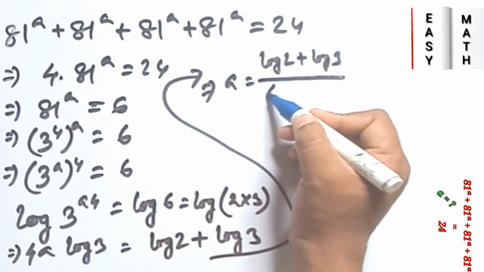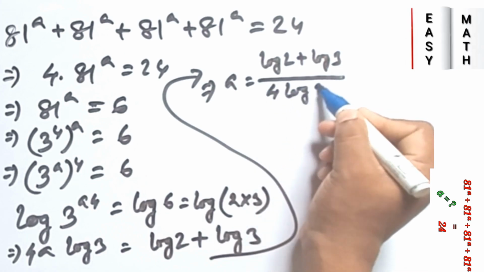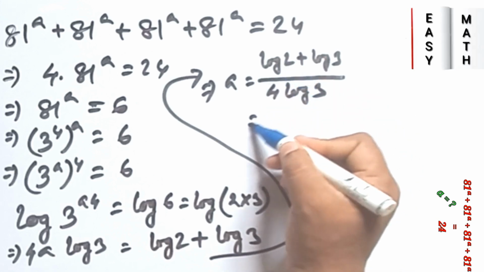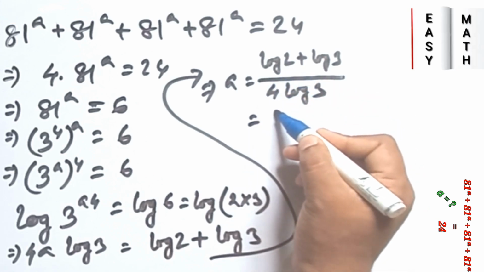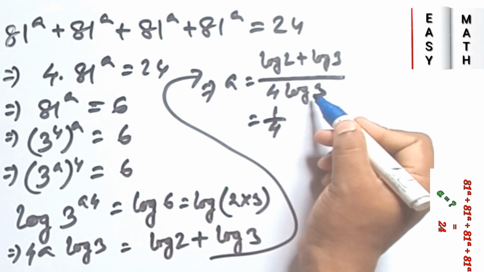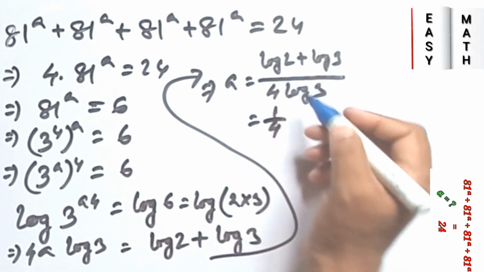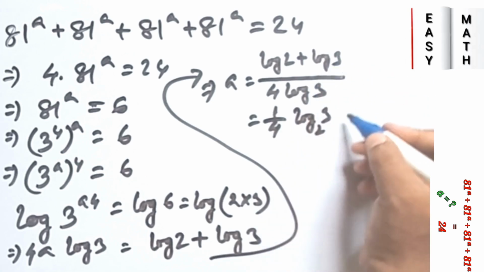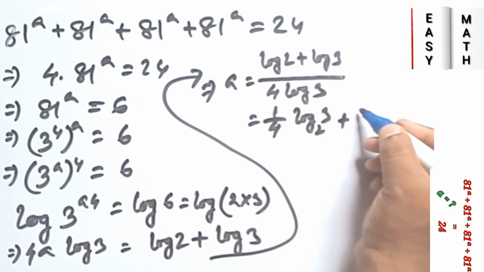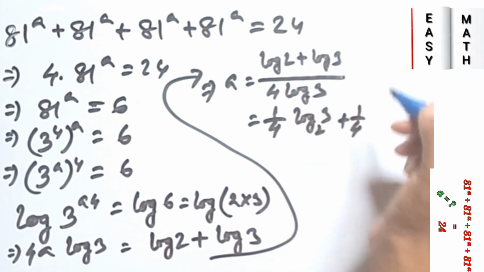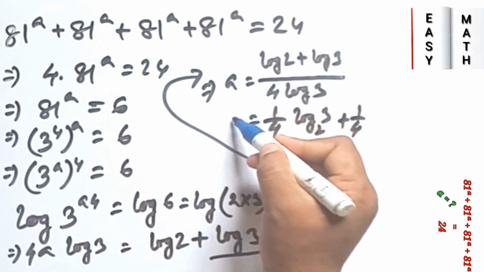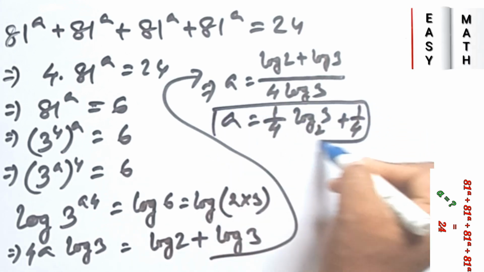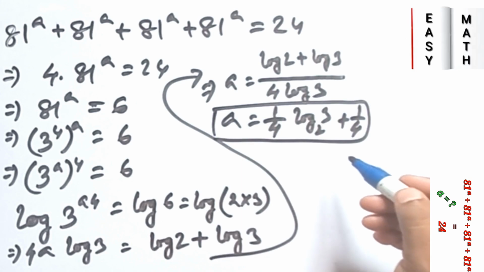Divide this 4 log 3, and so here the 1 by 4, and there is the, we can write log 2 3, and there is the, we can write the 1 by 4, and log 3 cut is 1. So a value is this.